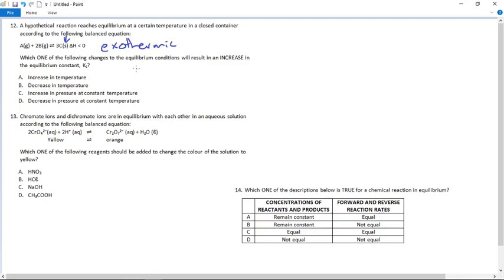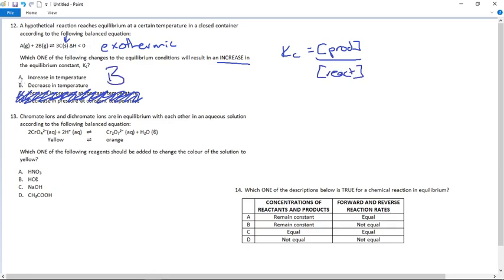Which one of the following changes to the equilibrium concentrations will result in an increase in Kc? Now the only thing that changes Kc is temperature. So we are going to immediately get rid of C and D. If we want to increase Kc, Kc is the concentration of the products over the concentration of the reactants. So how would we increase the products? We have to favor the forward reaction. So we have to decrease the temperature, because only a decrease in temperature will favor the forward reaction.